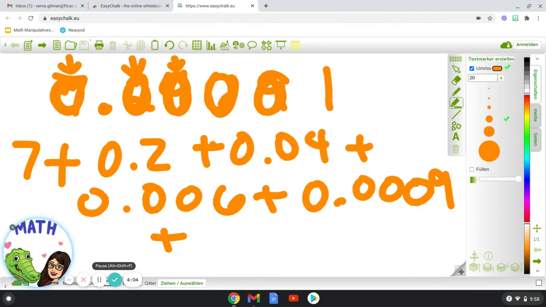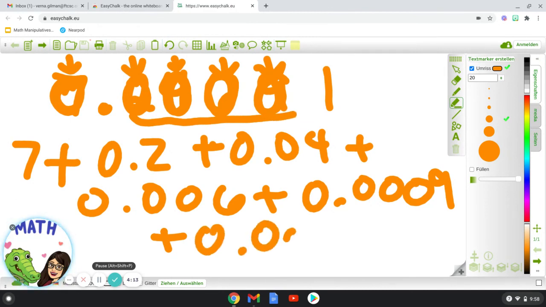Don't be tricked. Right now, I see 1, 2, 3, 4 zeros. All right, here we go. 0.1, 2, 3, 4 zeros, and my last digit is a 1. That is an awesome, easy, cool trick way to write expanded form using decimals.